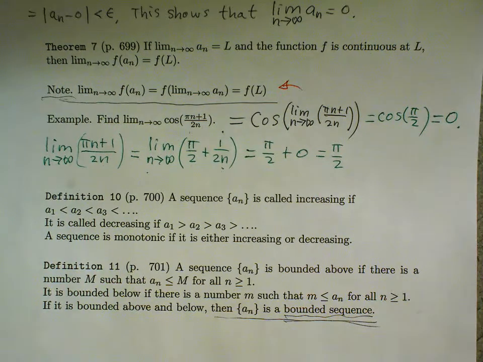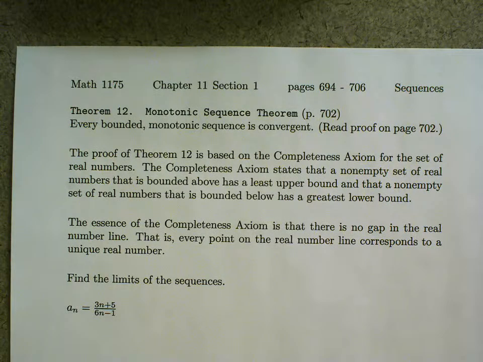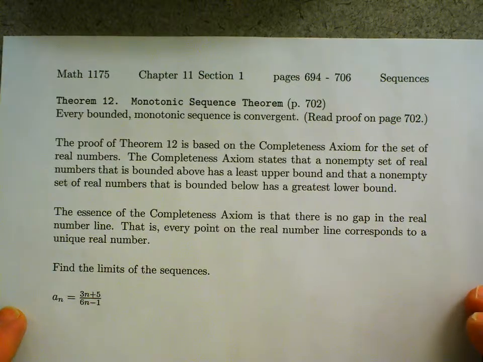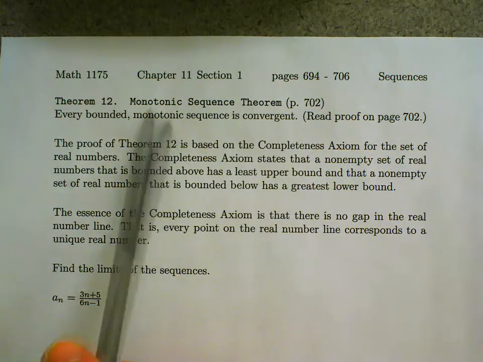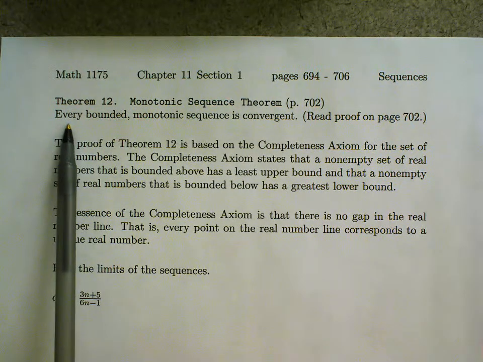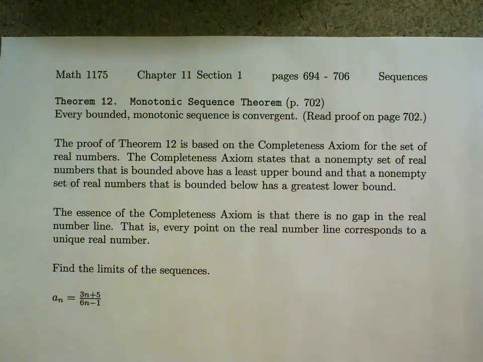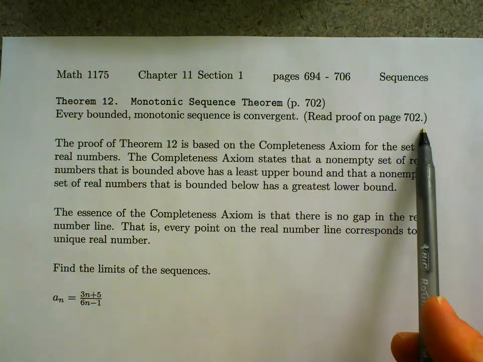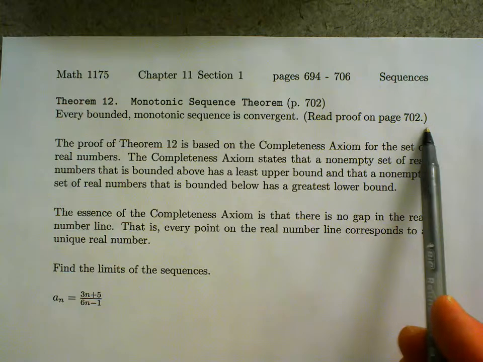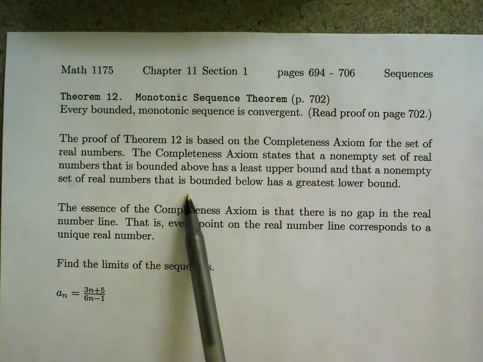Okay, the next page, the monotonic sequence theorem. The monotonic sequence theorem says every bounded monotonic sequence is convergent. So the proof is on page 702 of the textbook. Try reading it. I'll just explain a couple of things.